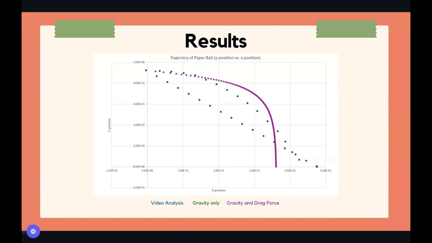Then, the purple dots are meant to represent the closest model to the observed trajectory of the ball, as it accounts for both drag and gravity. Like the observed results, it also takes a curvature. However, the interval where the trajectory goes straight down can be due to an error in the code or the B constant that I utilized.